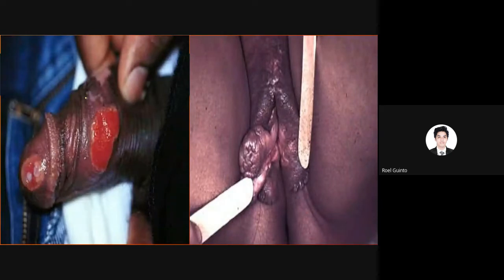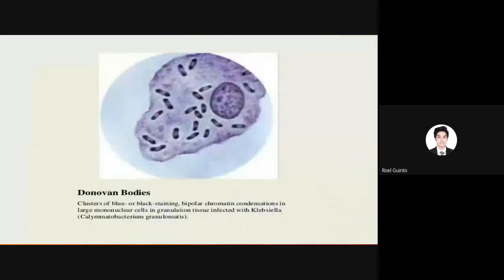So kung makikita nyo itong mga to, ito yung mga pinoproduce na clinical significance ni Klebsiella granulomatis. So kaya nga pinopromote natin yung ating safe sex of using condoms during sexual intercourse. So this is the example of Donovan bodies under the microscope.